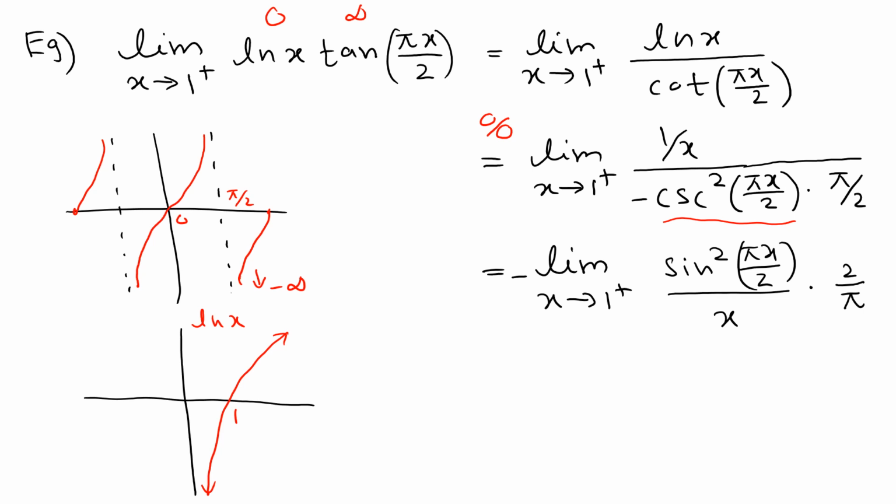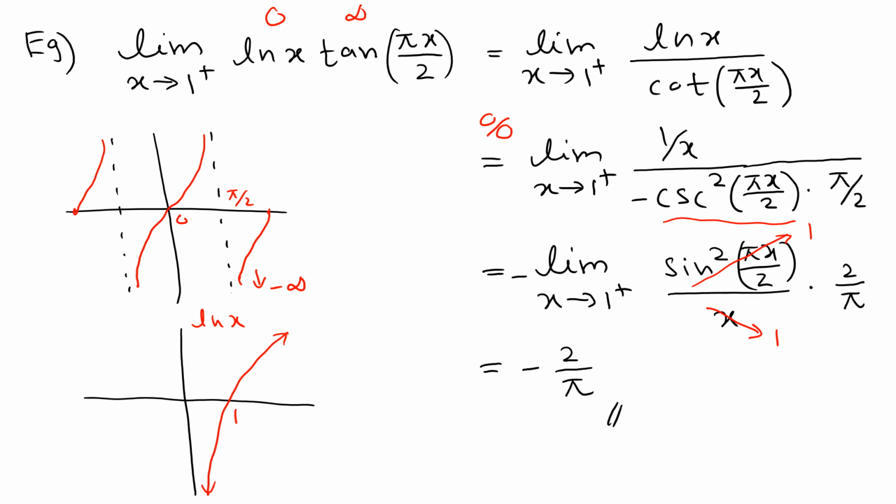When x goes to 1, you can see that the sine term, sine pi over 2, is 1. So this whole term goes to 1. And the bottom also goes to 1. So you're simply getting 2 over pi. So the answer is 2 over pi. So that's how you can do this problem.